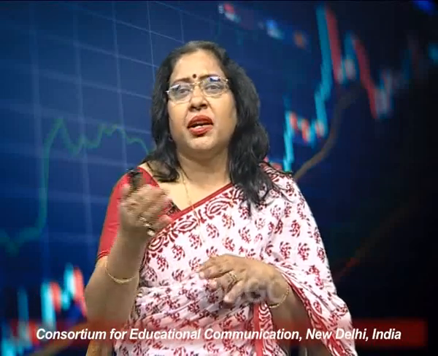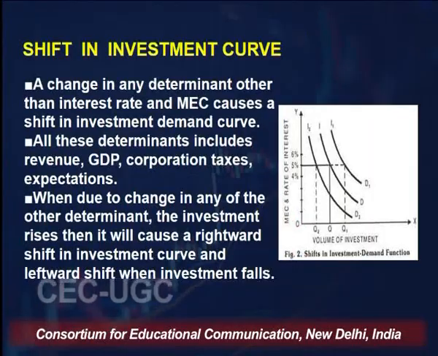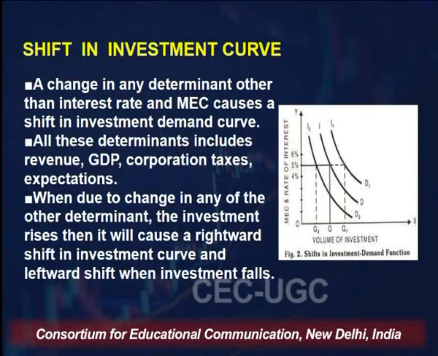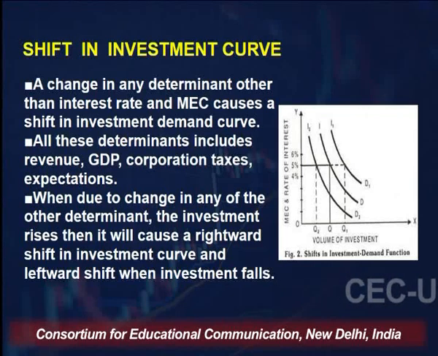So all these determinants may include revenue, GDP, government policy, expectation about the future and so on, which will lead to a shift in the investment curve. When, due to a change in any other determinant, the investment rises, it will cause a rightward shift in the investment curve, and a leftward shift when the investment falls. This is just the same as the demand curve: a rightward shift when there is an increase in demand, or a leftward shift when there is a decrease in demand. So movement and shift take place in a similar manner.